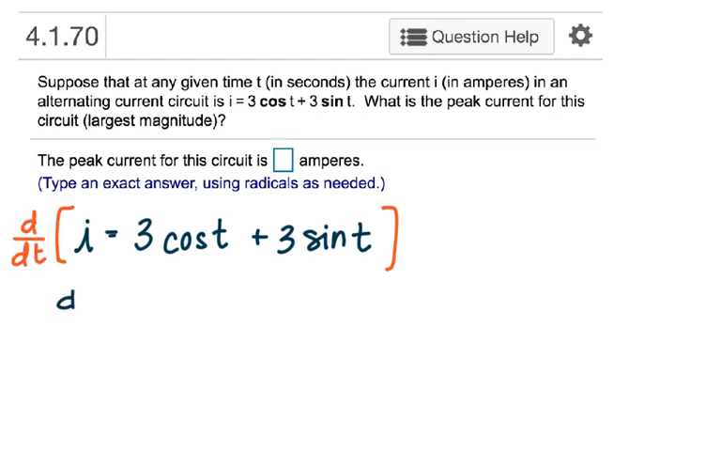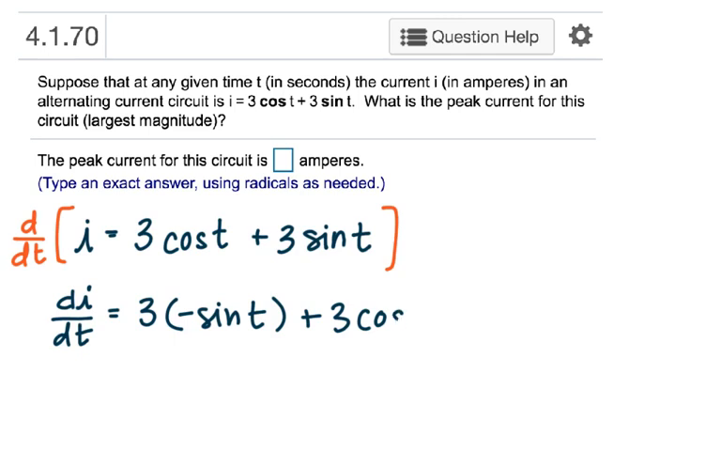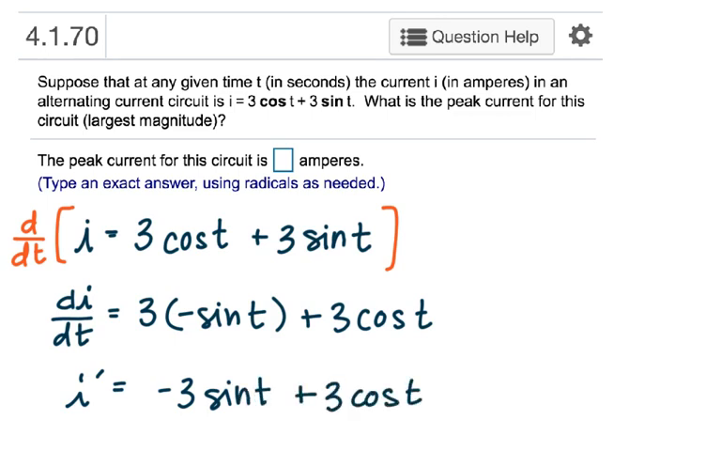So that gives me dI/dt equals 3 times the derivative of cosine, which is negative sine, plus 3 times the derivative of sine, which is cosine. So the max or min is going to occur when this derivative I prime is equal to 0. So I have negative 3 sine t plus 3 cosine t.